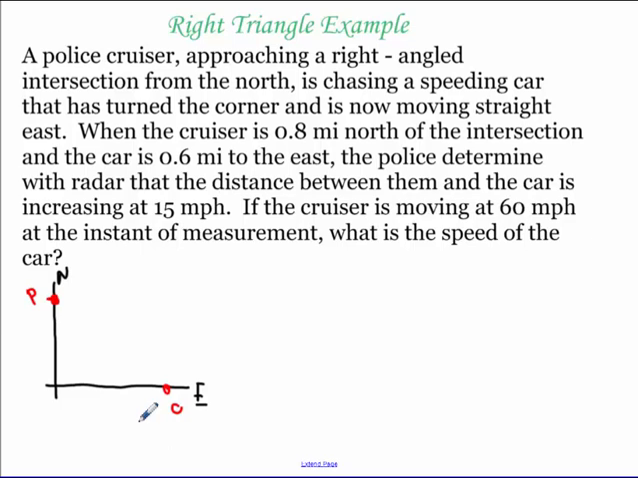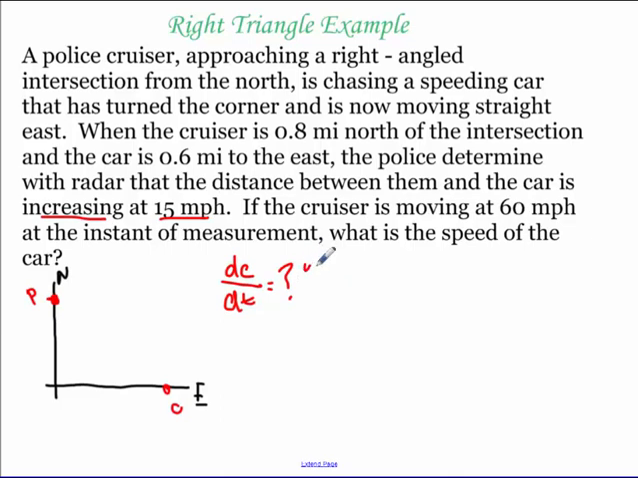When the cruiser is 0.8 miles north of the intersection and the car is 0.6 miles to the east, the police determine with radar that the distance between them is increasing at 15 miles per hour. If the cruiser is moving at 60 miles per hour at the instant of that measurement, what is the speed of the car? So we're looking for the speed of the car. So we're looking for dc dt.